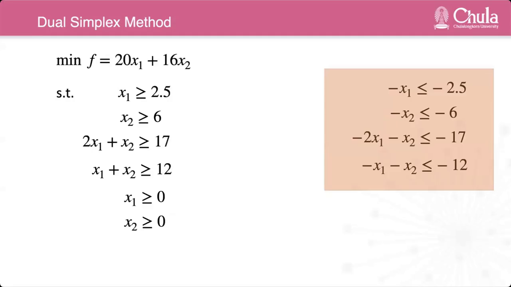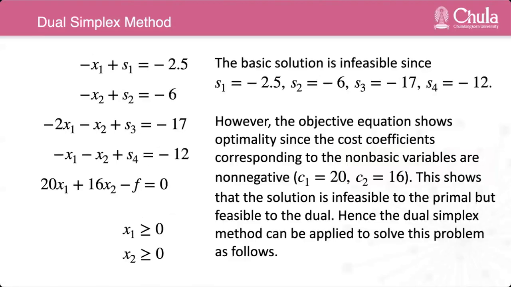Okay. So for the dual simplex method, you don't care about the left-hand side. You just rearrange your inequality to this form: less than or equal. And the right-hand side must be negative. Negative, it's all right. We will deal with it.